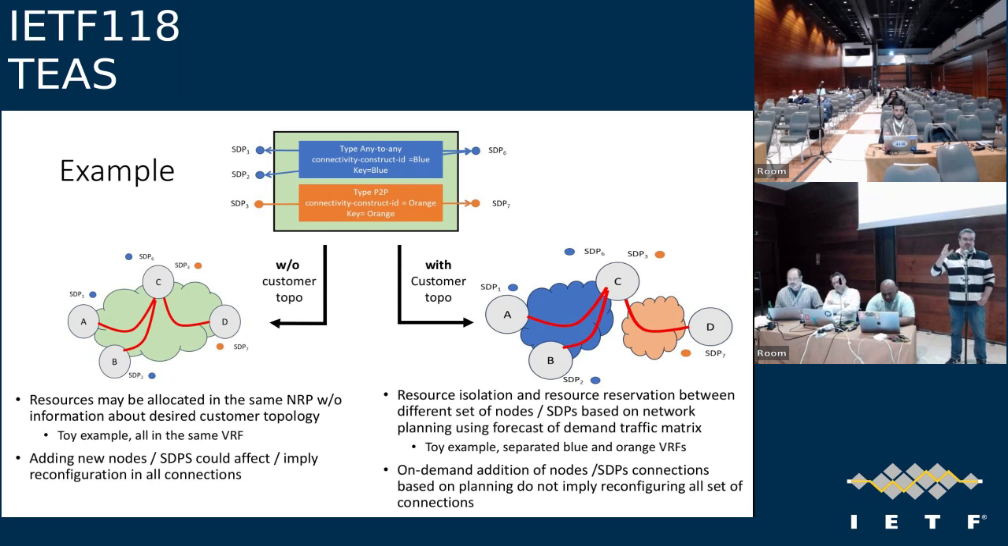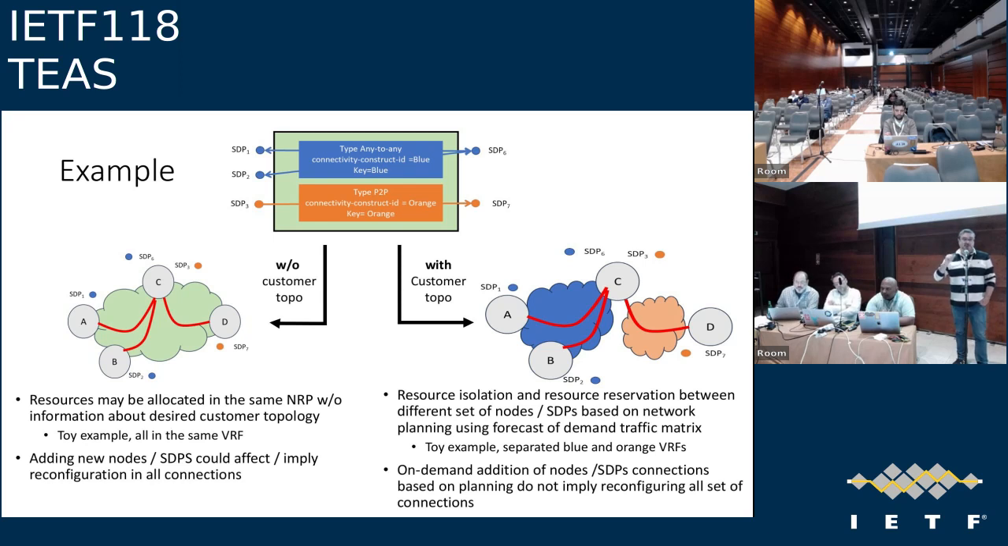As a toy example, let's consider that this is a layer 3 VPN. If we do not provide any hint on how to realize that, it could be the case that the network slice controller simply maps all the connectivity constructs on top of the same VRF, assuming that the SLOs, SLAs are suitable for both the blue and the orange one. The point here is that adding or modifying any part of the slice would imply the modification to this green VRF, so potentially impacting nodes that do not necessarily need to be impacted because they are part of another slice.